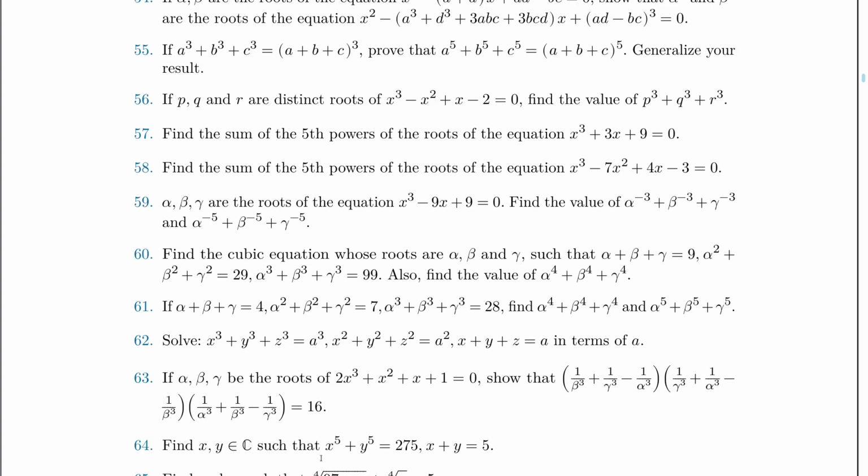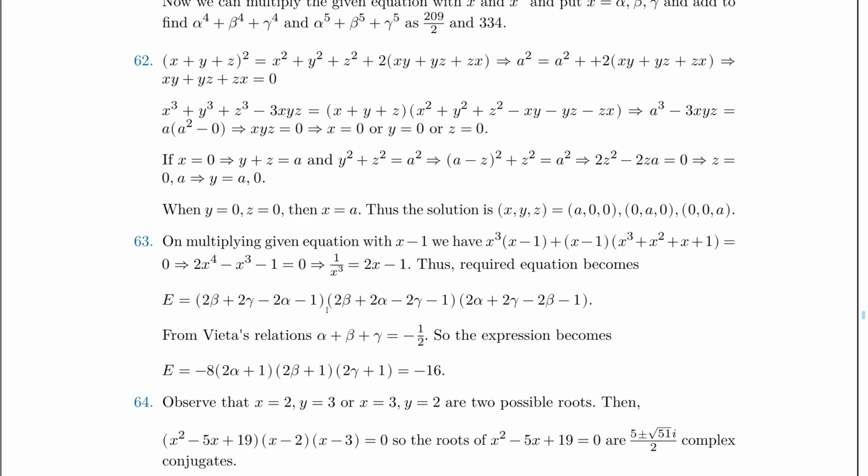Now question 64 says find x, y such that x to the power 5 plus y to the power 5 is equal to 275, x plus y is equal to 5. Here this C implies the set of complex numbers. So by observation, we figure out that x is equal to 2 and y is equal to 3, or x is equal to 3, y is equal to 2 are two possible roots.